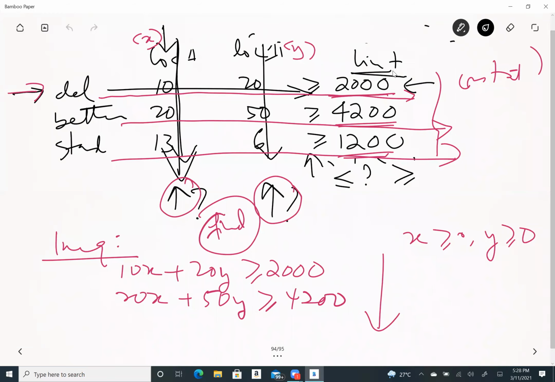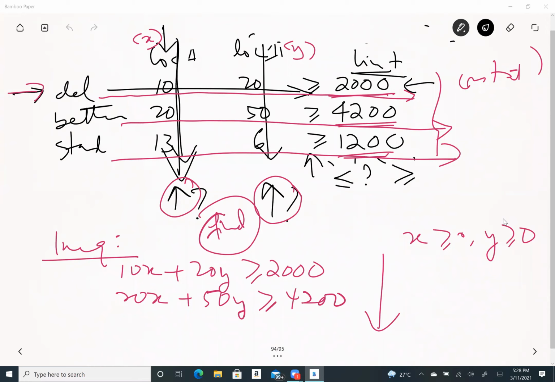How was it? How's the graph? Have you got the corner points? No, sir. Do you have the corner points from the graph? No, sir. What happened? I tried to find it, but I'm not sure.